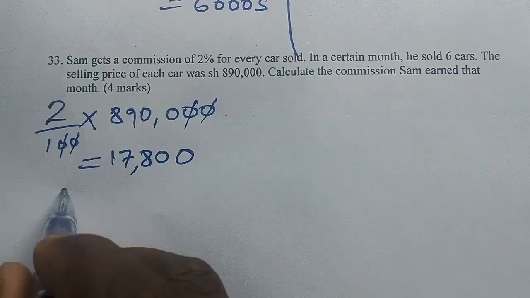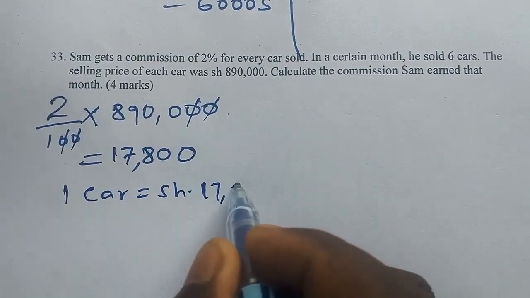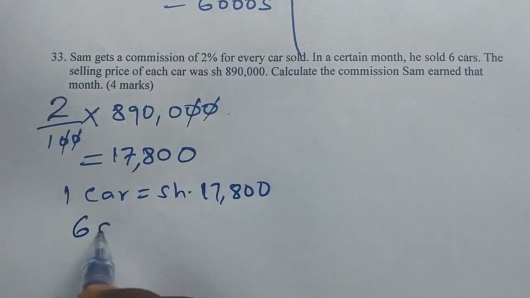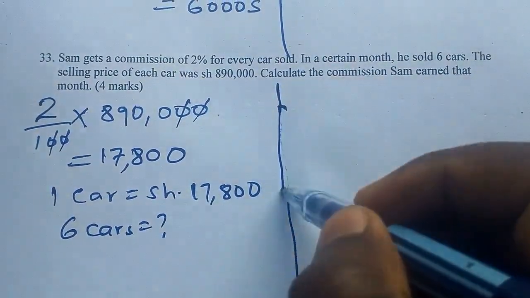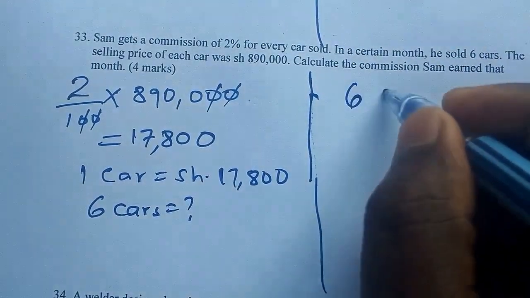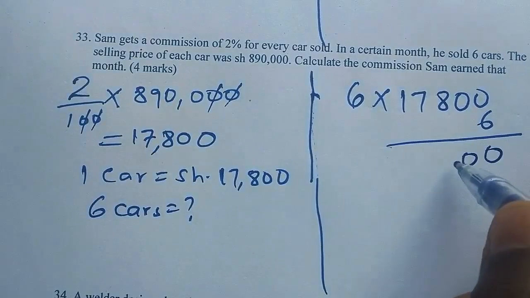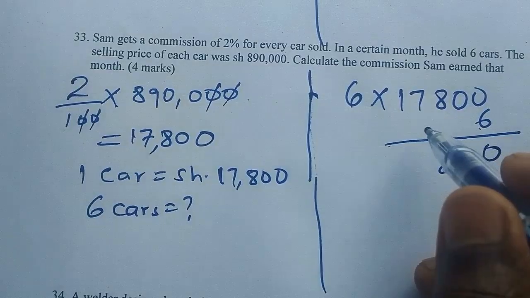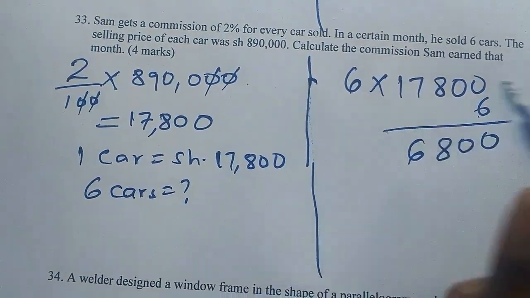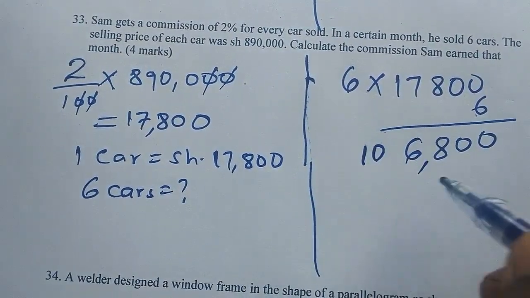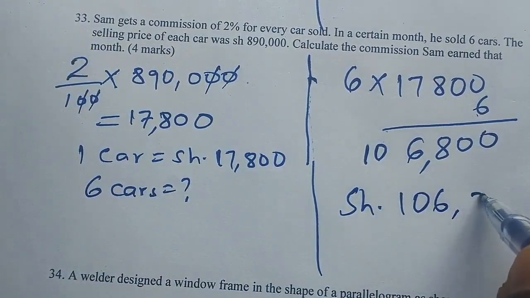So 1 car, Kenya shillings 17,800. 6 cars will be what? So it is 6 times 17,800. So Kenya shillings 106,800.